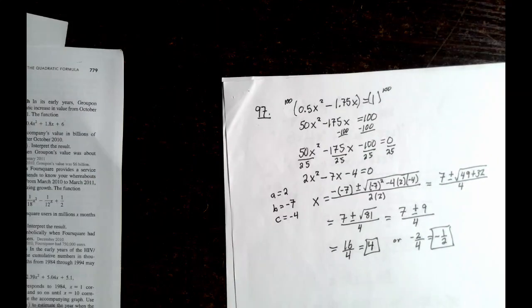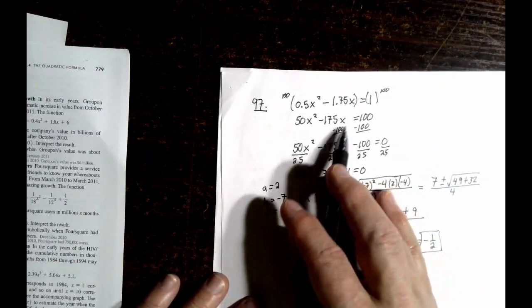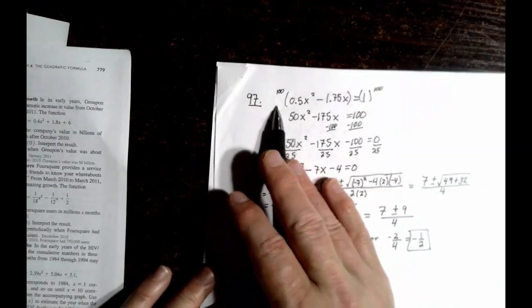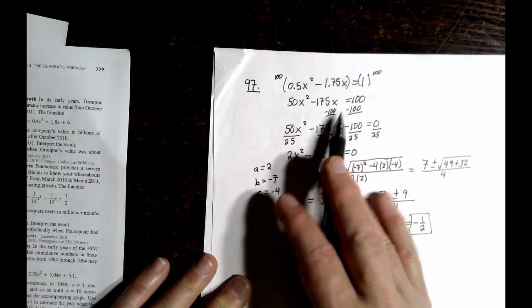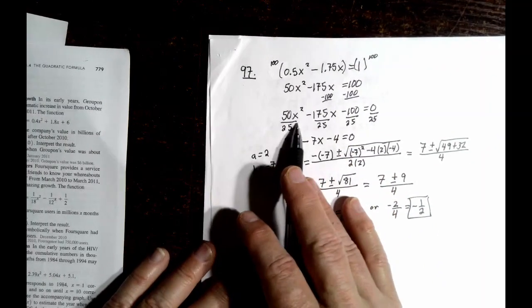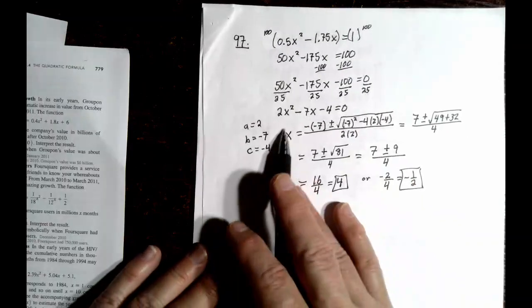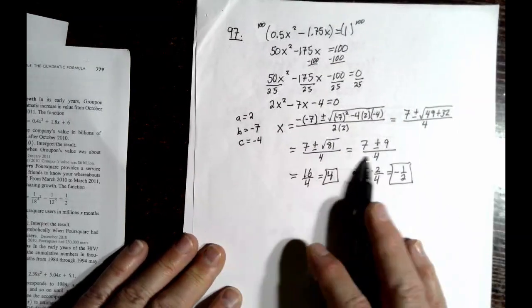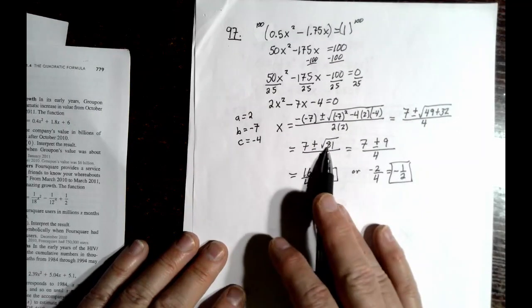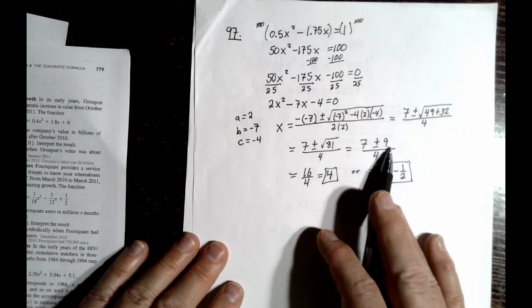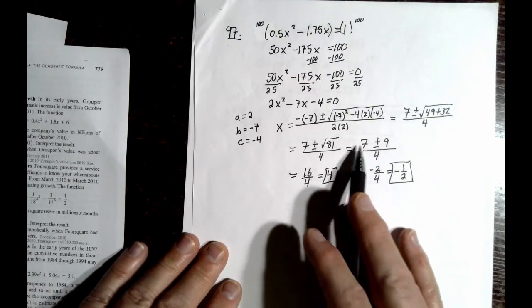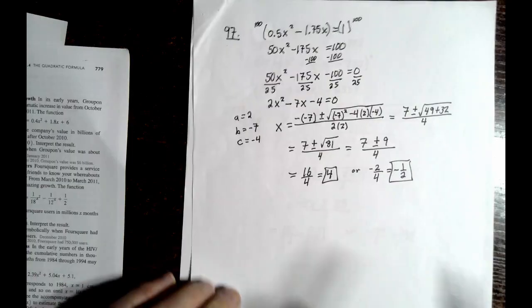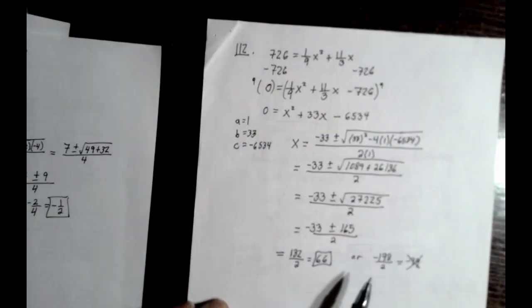And 97. Looks like they give you a quadratic equation, and if you want to solve this one, you multiply by 100, and then you can divide by 25, make your numbers smaller. And when you plug everything in, you get square root of 81 under the radical, and so it just becomes 9. So it's 7 plus 9 over 4, or 7 subtract 9 over 4. Each one gives you your own specific answers.